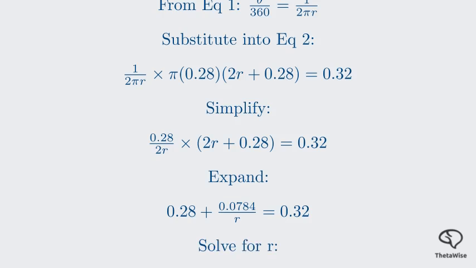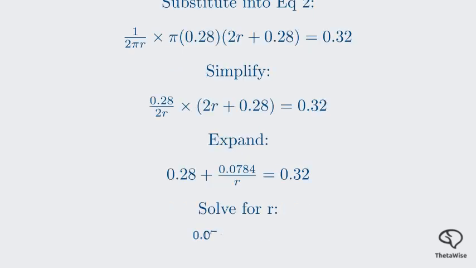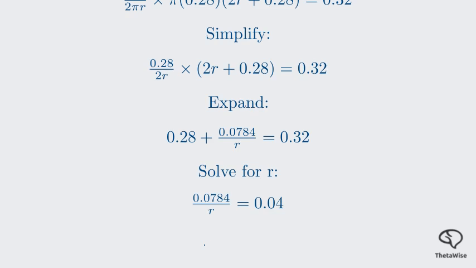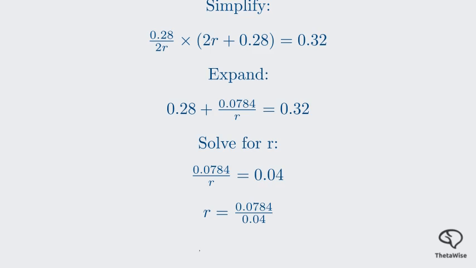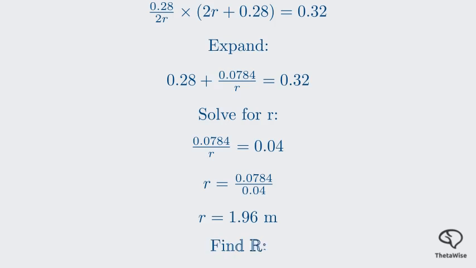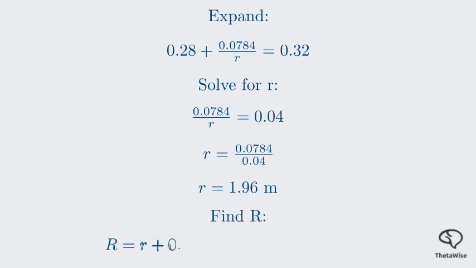Now we solve for r. Subtract 0.28 from both sides to get 0.0784 over r equals 0.04. Rearranging gives r equals 0.0784 divided by 0.04, which is exactly 1.96 meters. So the radius of the smaller arc is 1.96 meters. With r, we can find the outer radius, capital R. It's r plus 0.28, so 1.96 plus 0.28, which is 2.24 meters.